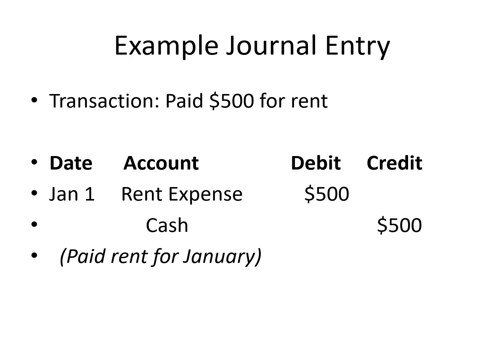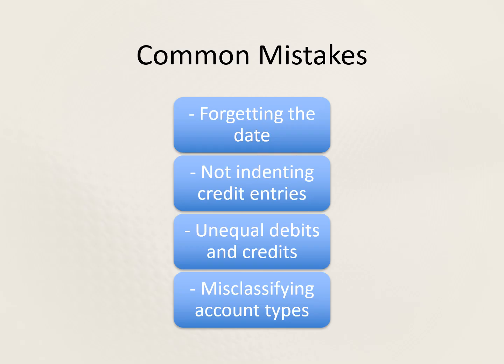This shows that the company's cash went down and the rent expense went up, one debit, one credit, and they're equal. So here are some common mistakes to look out for. Don't forget the date. Always indent the credit entries. Make sure debits and credits are equal, and use the correct account types.